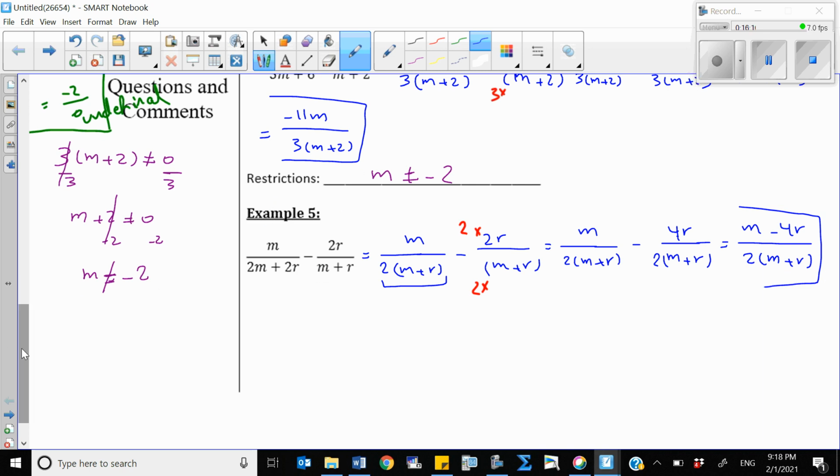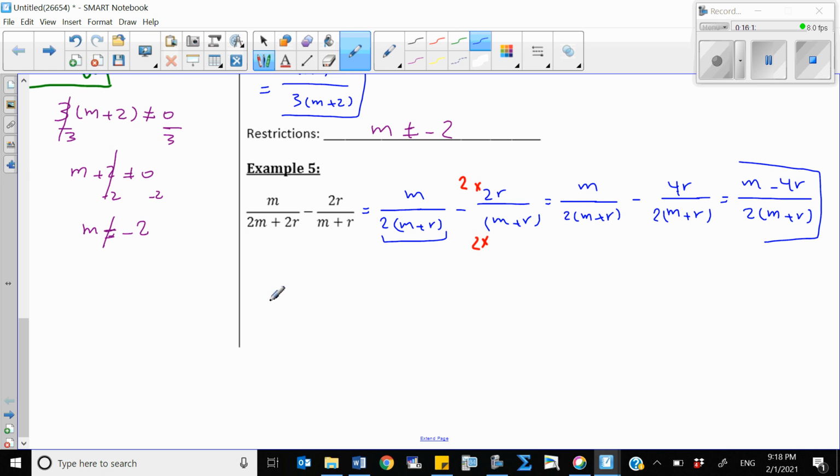Now let's find the restrictions here. To find the restriction, we're going to set the common denominator, 2 times m plus r, not equal to 0. Then you divide both sides by 2. It will be m plus r not equal to 0. And then you can subtract r from both sides. And it will be m not equal to negative r. So this is our restriction.